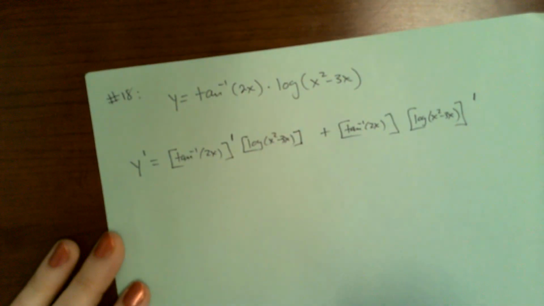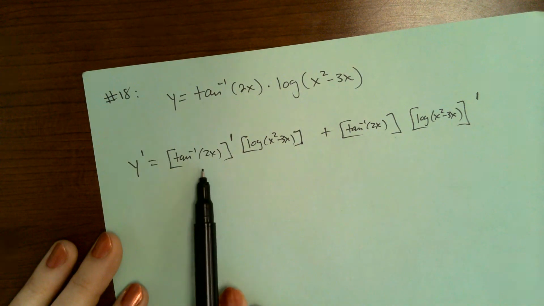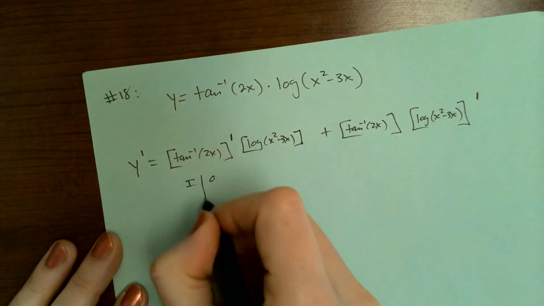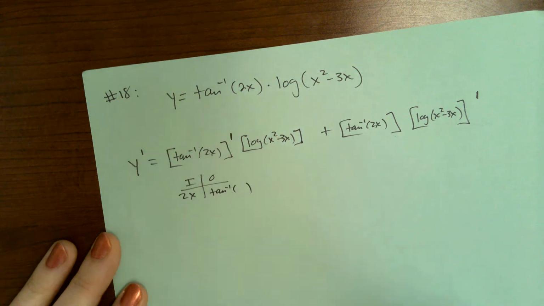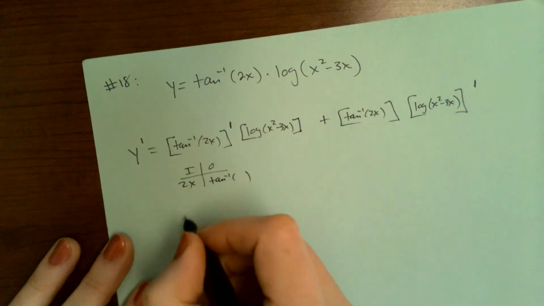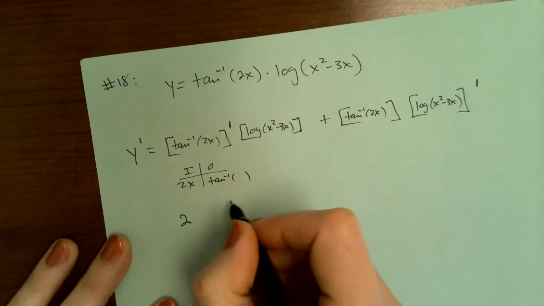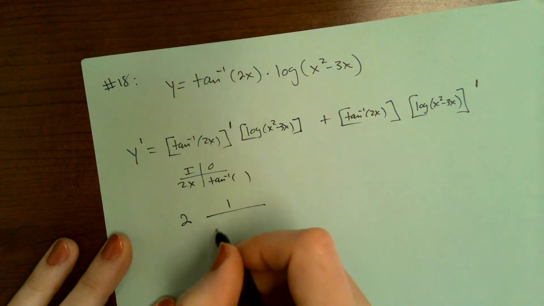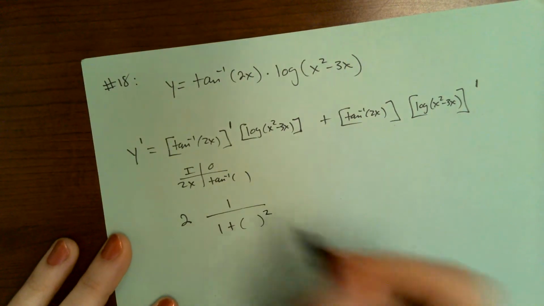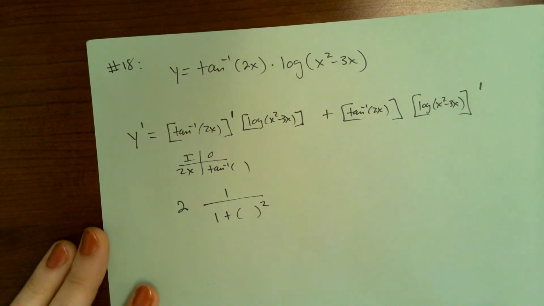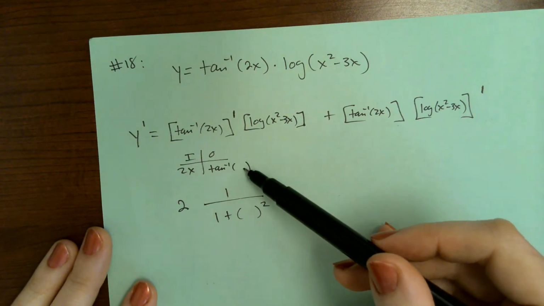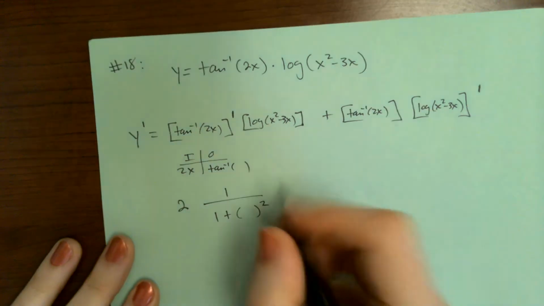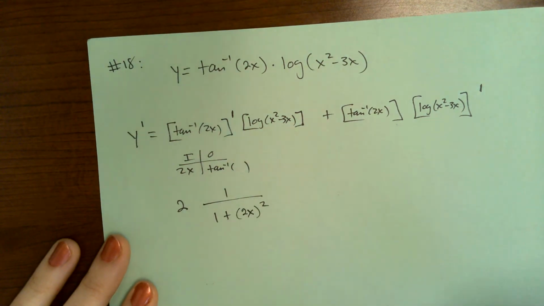So, for this derivative, I need chain rule. 2x, inverse tangent of blank. The derivative of the inside is 2. The derivative of the outside is 1 over 1 plus blank squared. Now, what goes in this blank is what was originally in this blank, which is 2x. So that just goes there.